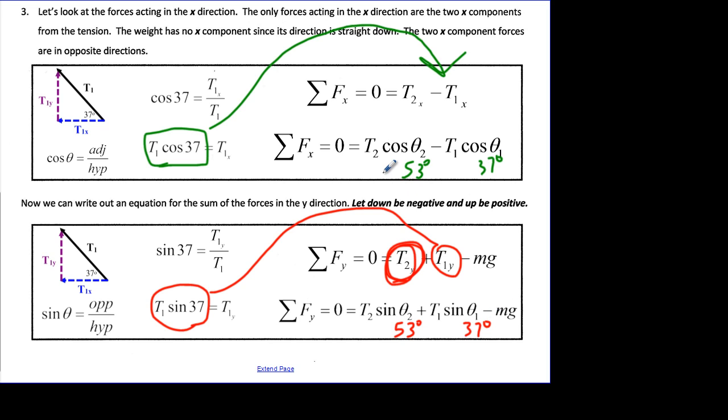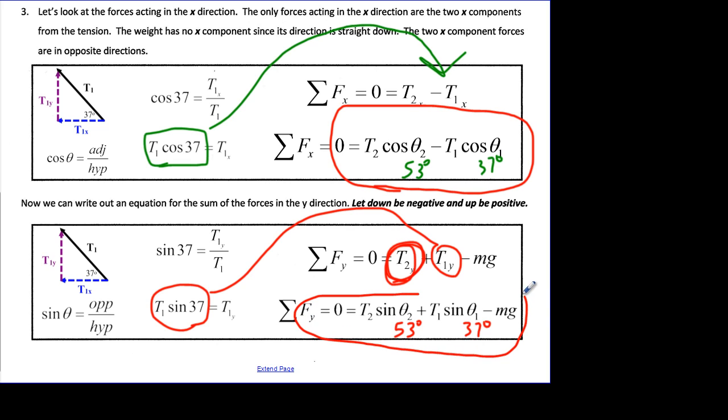So you can look at this now, and if you have this whole statement, T2 cosine 53 minus T1 cosine 37, and you have this whole statement, we've just narrowed it down to 2 variables instead of 4. We didn't know T2x, T1x, T2y, T1y. Now we don't know T1 and T2, but it's only 2 variables. Well, if you have 2 equations and 2 unknowns, what do you do with it? You set them equal to each other. So we now have 2 equations with 2 unknowns, so we have to set up a system of equations and use substitution.